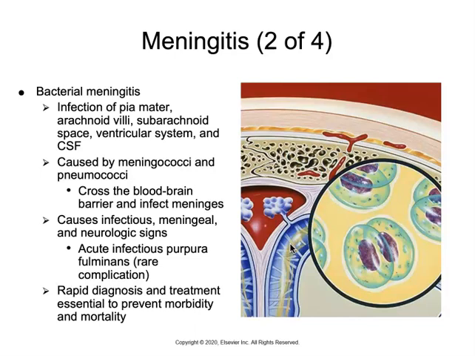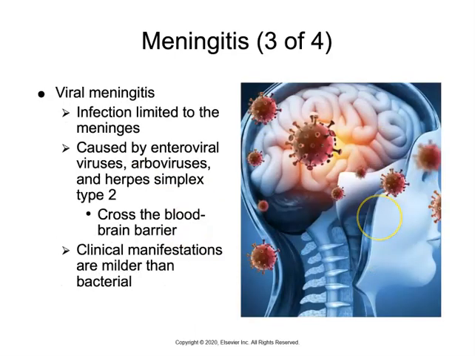And then if not treated, we can have a rare but severe complication known as acute infectious purpura fulminans, which is a life-threatening condition involving widespread blood clotting and tissue damage. So rapid diagnosis and treatment are going to be critical to prevent serious complications and reduce mortality. Now for viral meningitis, which is also known as aseptic meningitis.